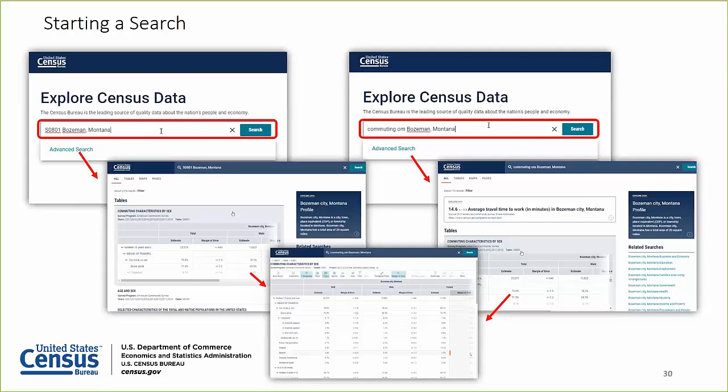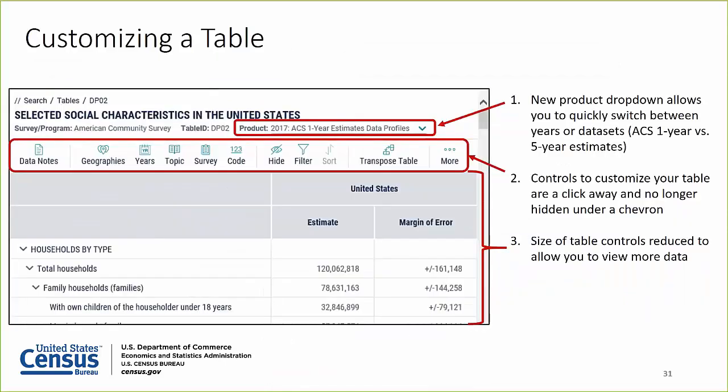Some of our quick wins: use the single search box on the landing page and at the top of the individual pages. If you type in a table ID and a geography, like S0801 Bozeman, Montana, it's a great way to start your search. If you're not familiar with table IDs, you could type in a topic, like commuting for Bozeman, Montana. Those are some quick, easy ways to jump in. You can always use the advanced search as well, with more of a filtering experience.